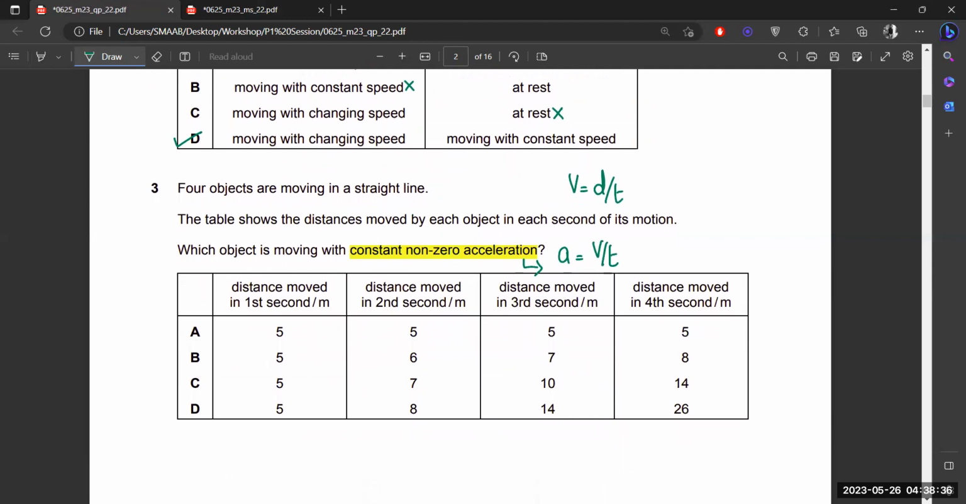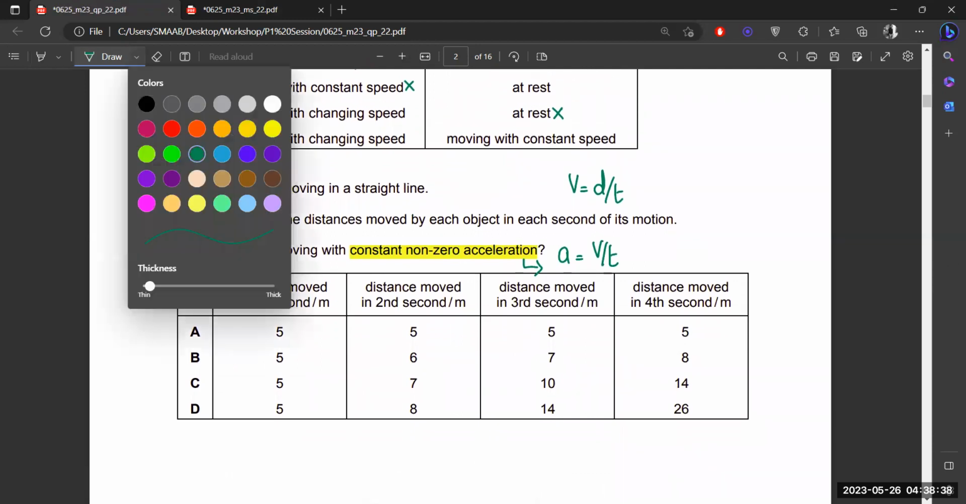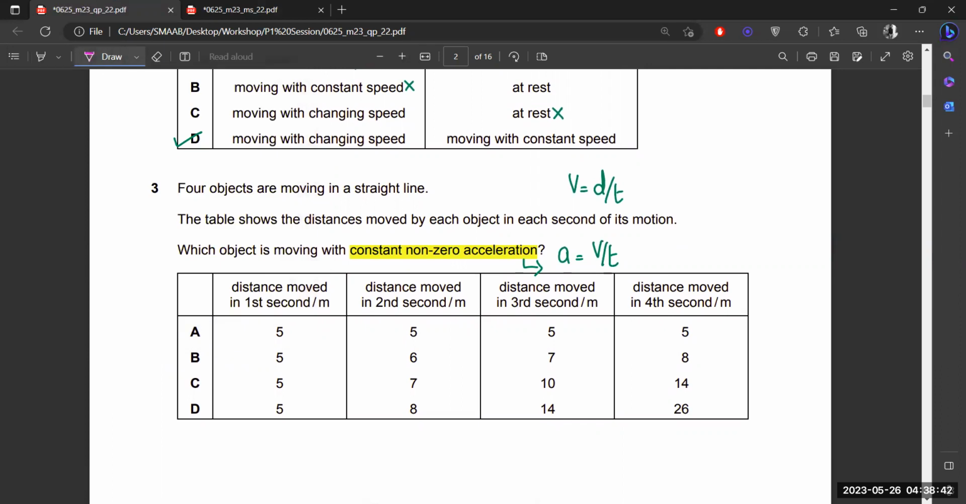The same we need to find out in question 3. The concept behind this question is constant but non-zero acceleration. Constant non-zero acceleration means there will be an equal change in distance with respect to time. Let's check the options first. In option A, all distances are equal. It means we are moving with constant speed, so acceleration will be zero for option A.